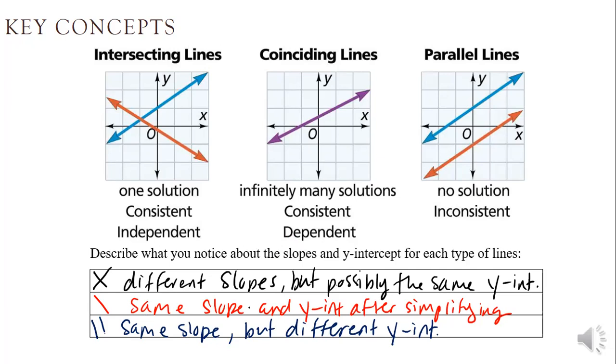The second one says same slope and y-intercept after simplifying.